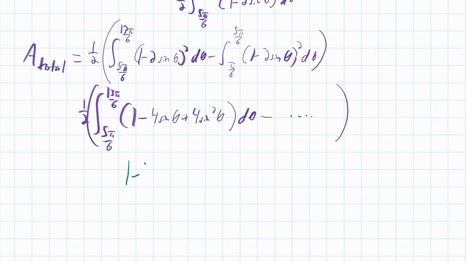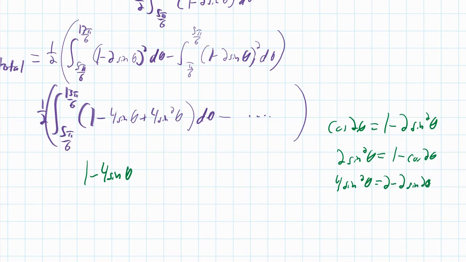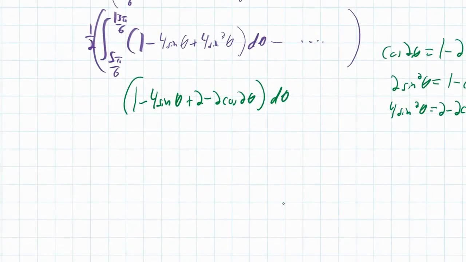The 1 minus 4 sine theta, I want to do a substitution because you also know that the cosine of 2 theta is equal to 1 minus 2 sine squared theta, which means that 2 sine squared theta is equal to 1 minus cosine of 2 theta, so 4 sine squared theta is equal to 2 minus 2 cosine 2 theta. So this is plus 2 minus 2 cosine of 2 theta d theta. And I'll bring all this back together here in a minute. I just want to get moving on this.